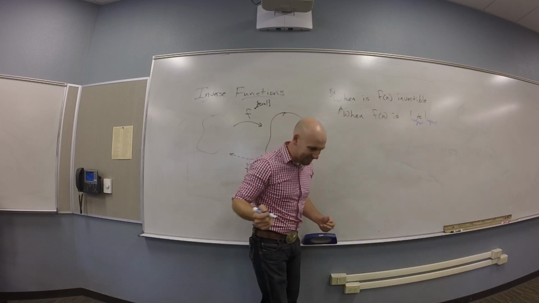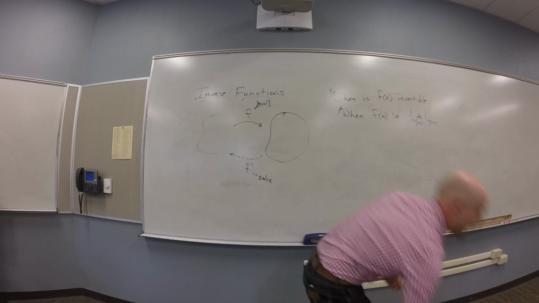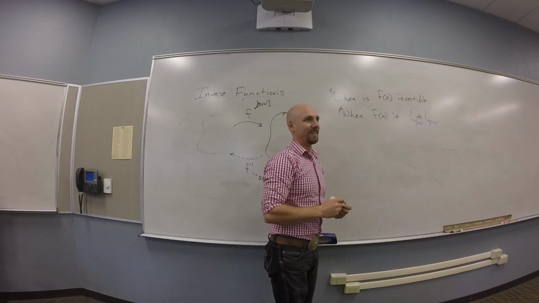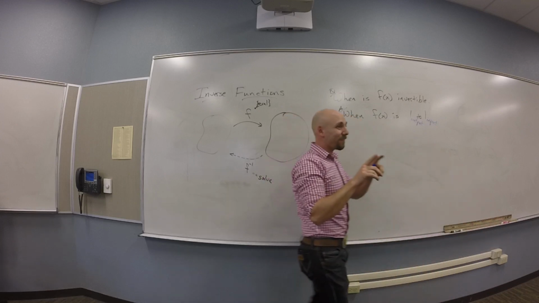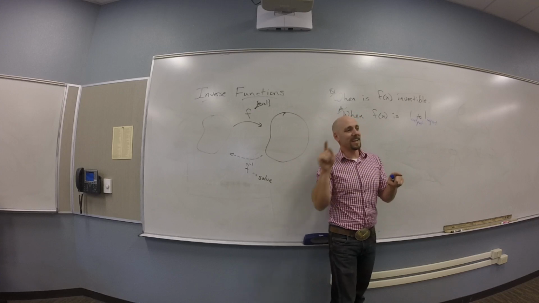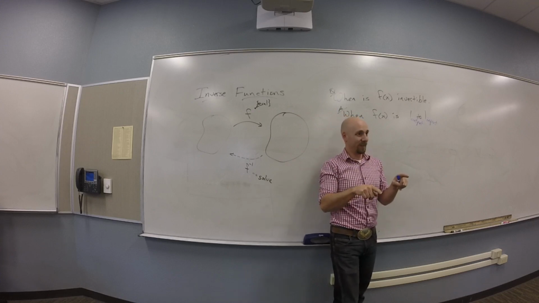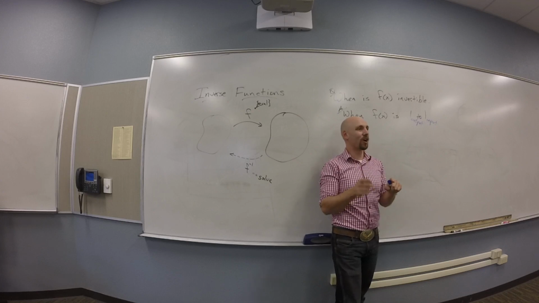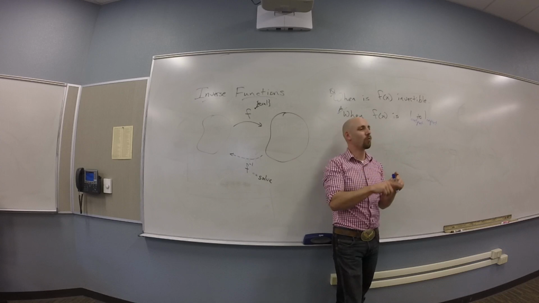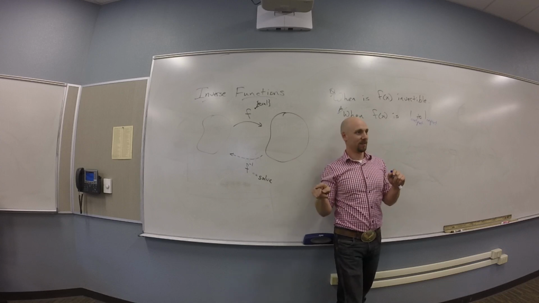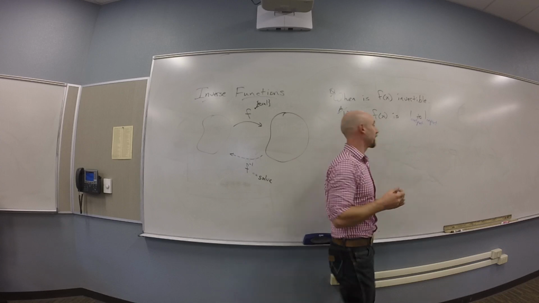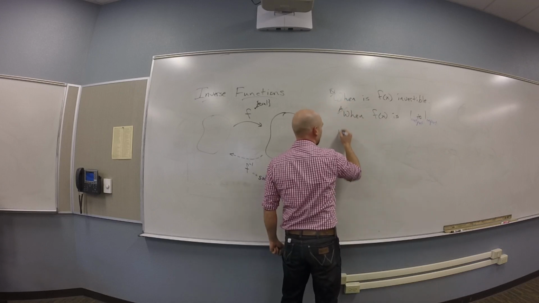So the definition of a function is that each input is associated to one and only one output. This is backwards. This is saying, and also each output is associated to one and only one input. Fair enough. You guys see that? And the way to check that is this thing called the horizontal line test.